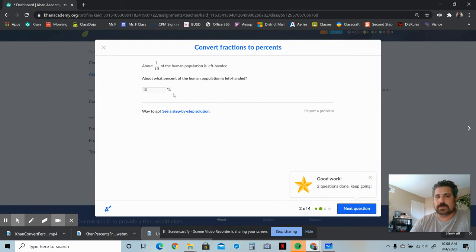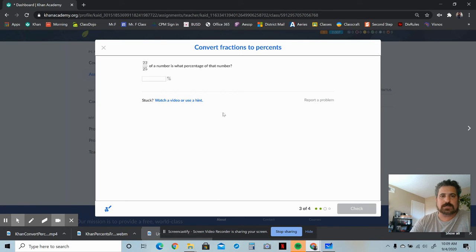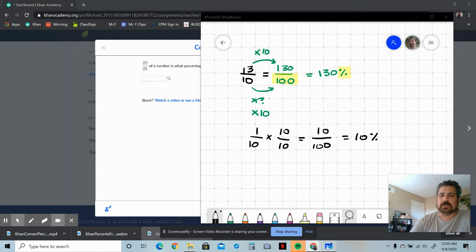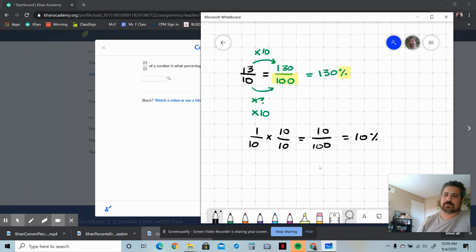All right, and the percent sign's already there, so you don't need to add it, obviously. You just put 10 in there. All right, that's it. All right, next question. It says 22/25 of a number is what percent of that number? Okay, great. So let's take a look at it. So 22/25, let's erase this stuff.